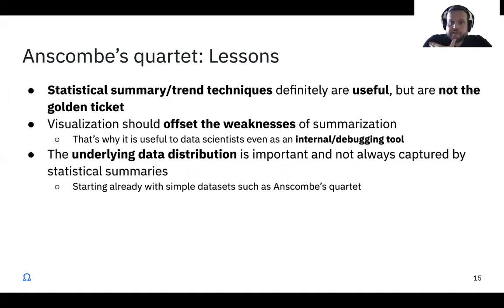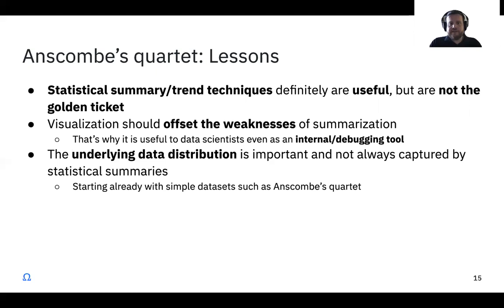This, I believe, is part of the niche of visualization. So visualization should offset the weaknesses of summarization, right? And that's why it is very useful to data scientists, even as an internal and debugging tool. I'm a data scientist myself, and I like to visualize intermediate results of my analysis all the time, even before I start making presentations for the end audience. So those of you interested in data science might want to incorporate visualizations if you haven't already. It's actually quite useful.